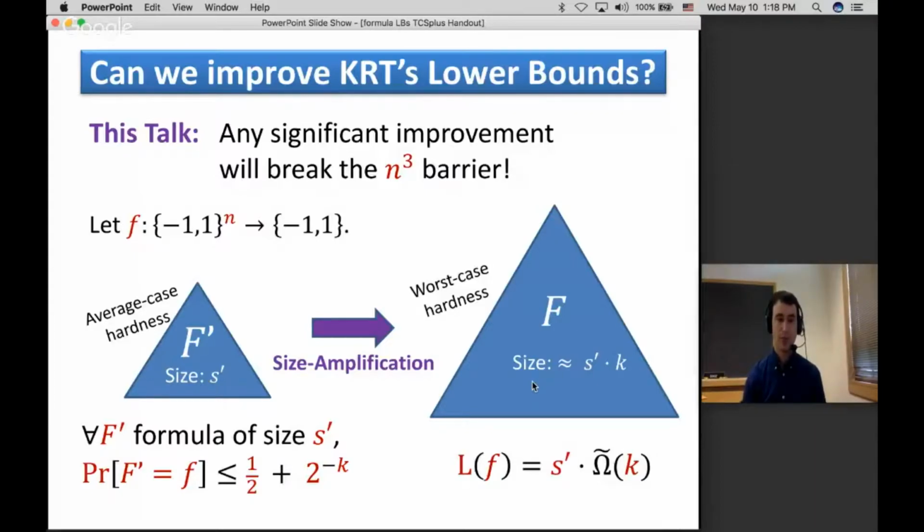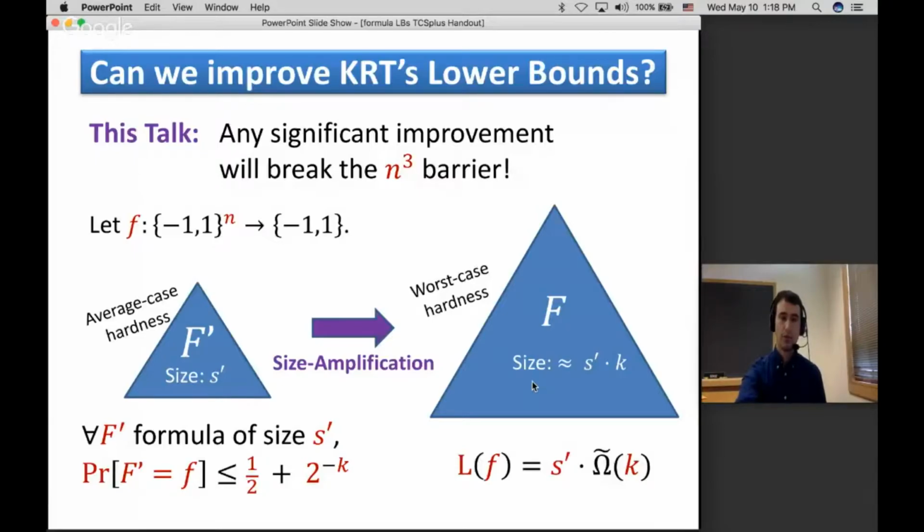You lose something because you start with average case and you go to worst case. But I want to mention that this is highly unique and highly unusual. Most hardness reductions go in the other direction. So you reduce the size and amplify some other parameter. And in this reduction, we manage to amplify the size.